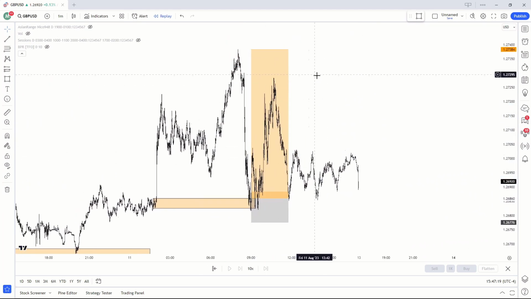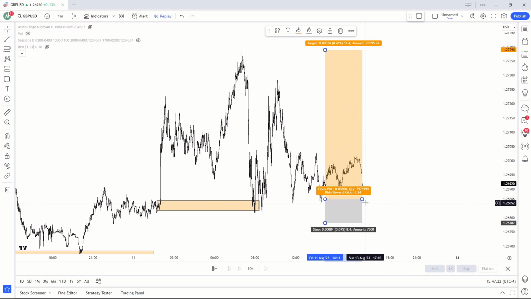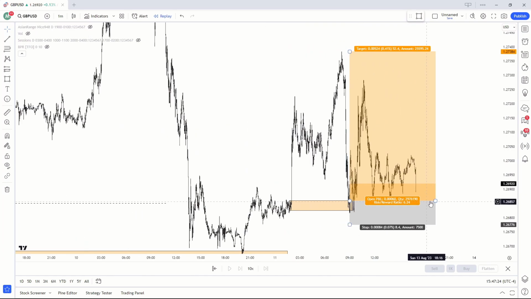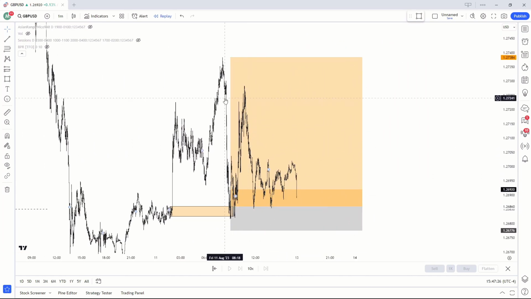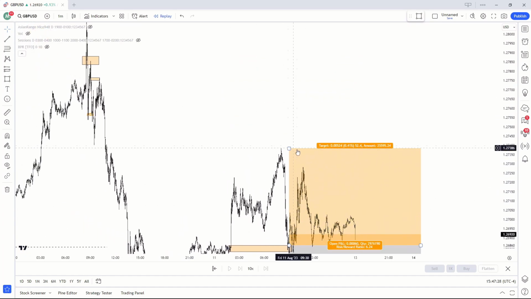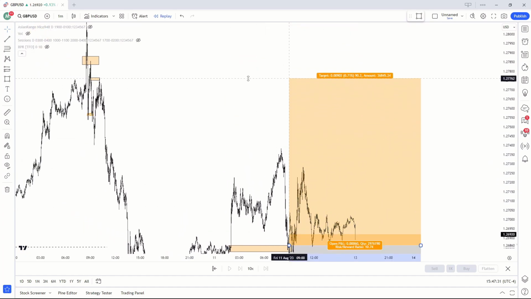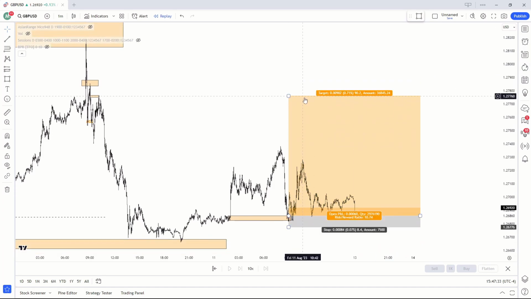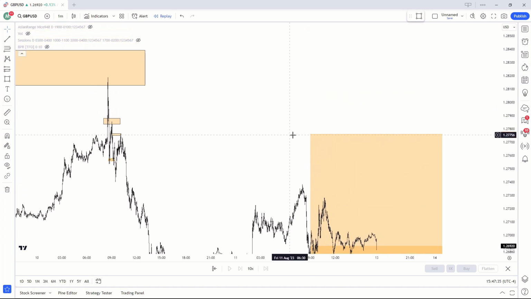Your first target could be here. We're just going to have to see what market does. Make sure you guys always risk appropriately. Second take profit could be at these highs right here. It's all down to your guys' risk management and your risk management strategies.